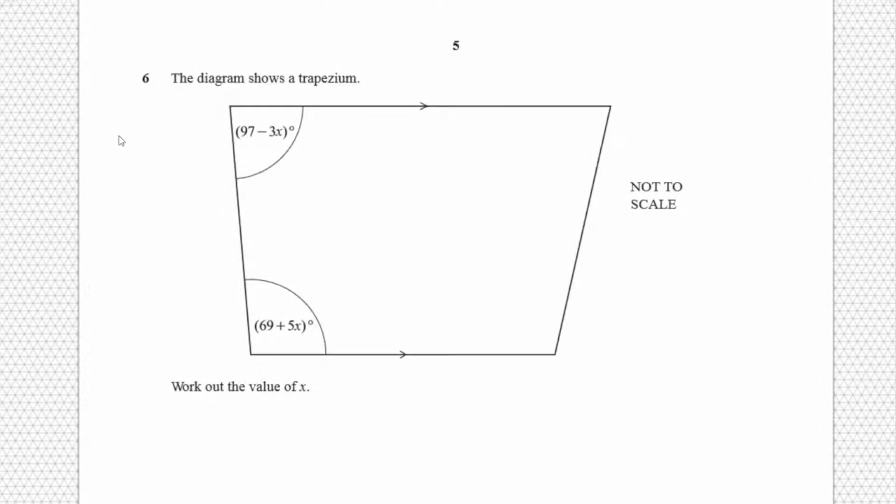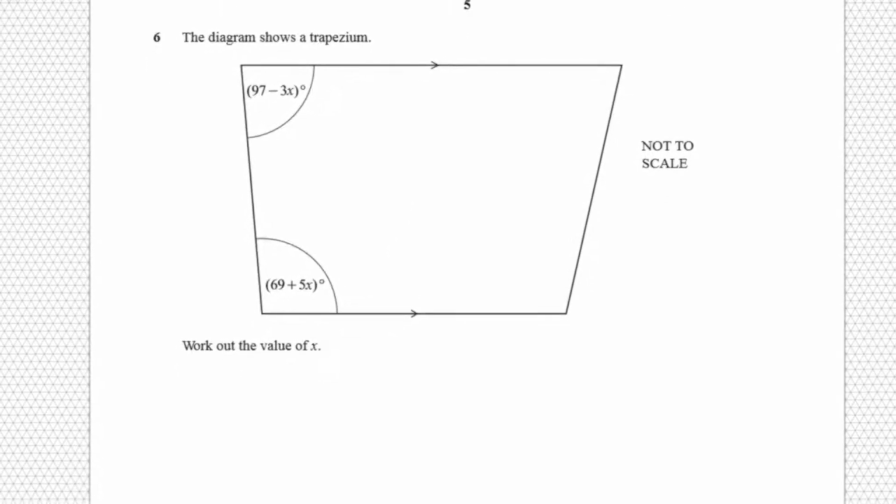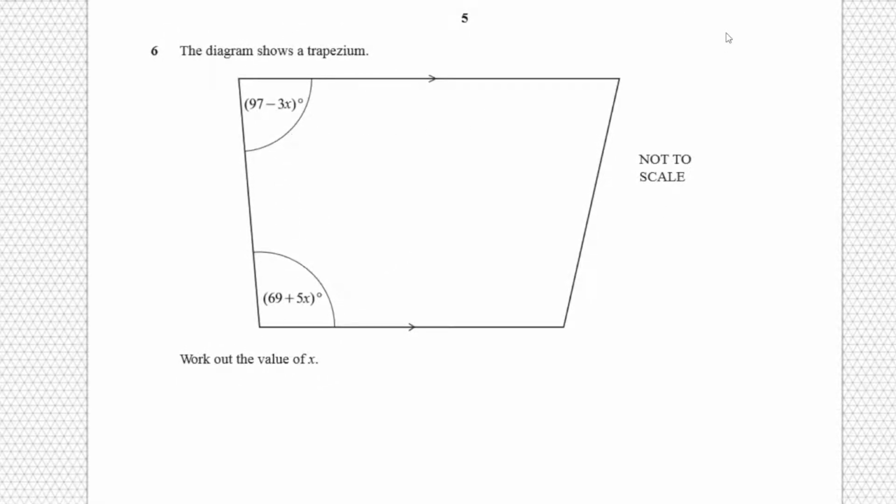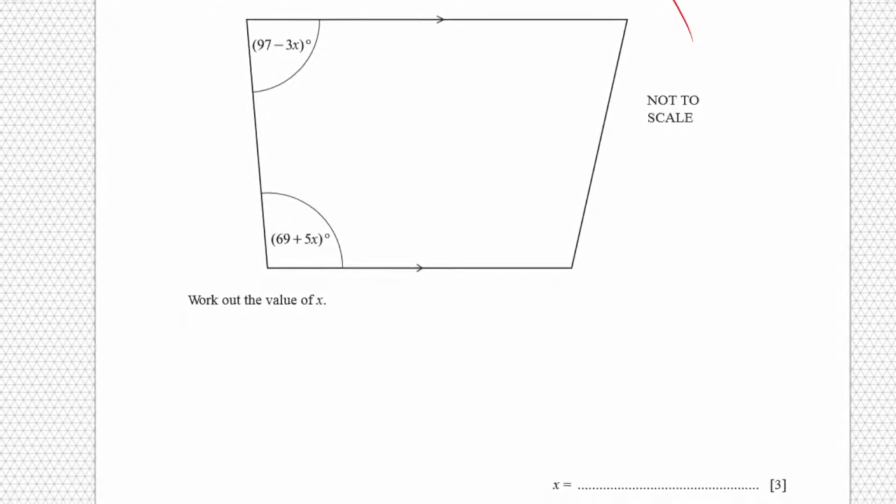Next question. Okay, question number 6. The diagram shows a trapezium. Work out the value of x. Right, we see a set of parallel lines, and we see a transversal, right? And you should know the co-interior angle rule, allied angle or co-interior angle, which says, when there's a set of parallel lines and a transversal, the interior angles add up to 180. So when you add these up, you should get 180.